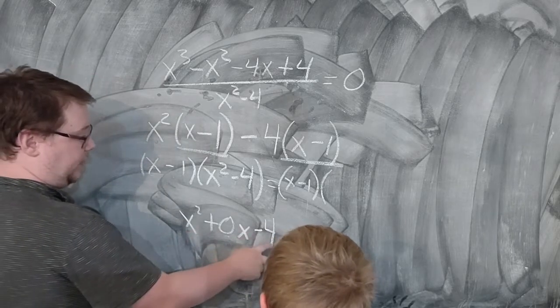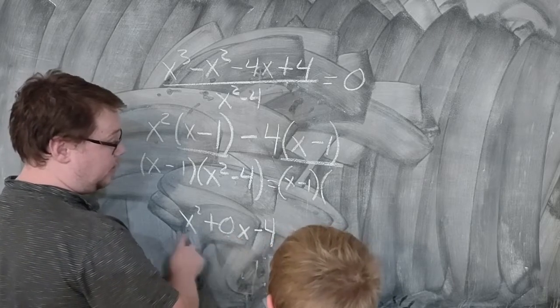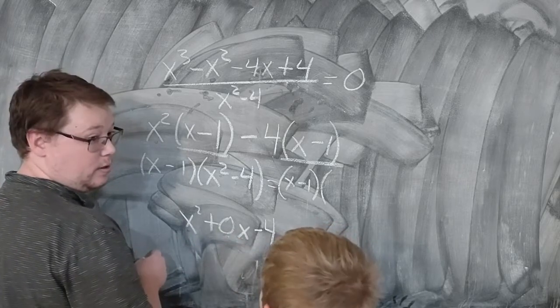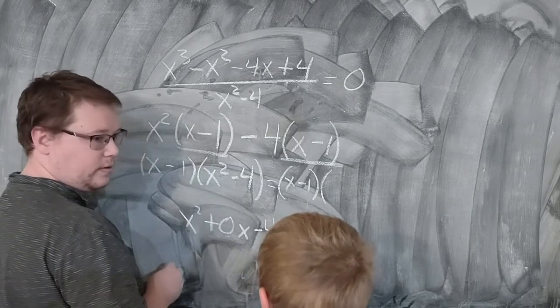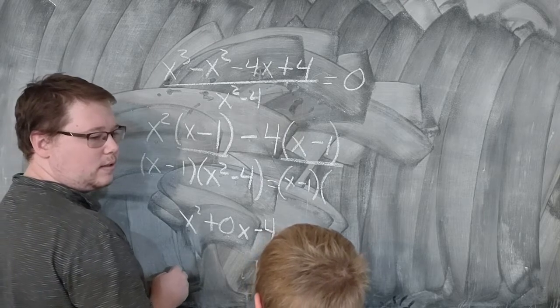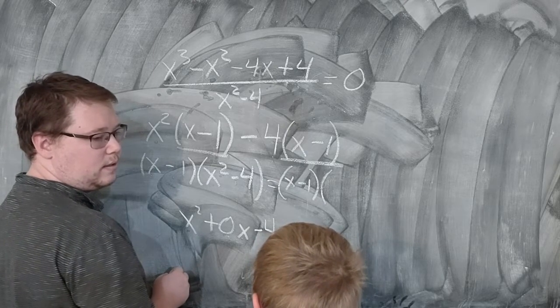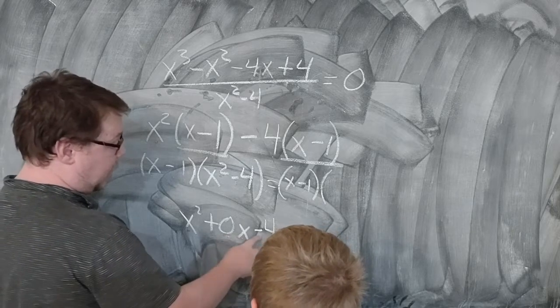x squared minus 4. I just add in 0x, right? So if you look at this one, what are we looking for? Two numbers that multiply to give you negative 4 and add to give you 0. Obviously, one of them is negative, right?